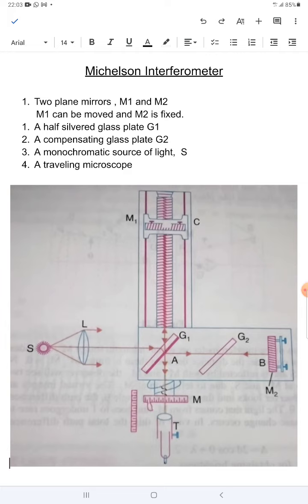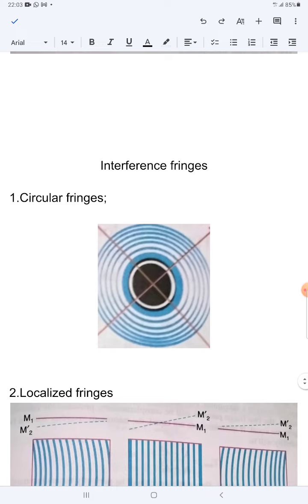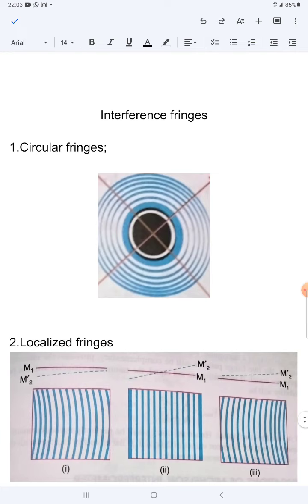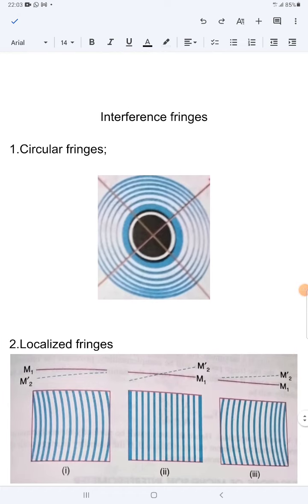And let us see what the interference patterns are using this Michelson interferometer. Here we have two types of interference patterns. Number one, circular fringes, and number two, localized fringes. So what does it mean by circular fringes here? This type of fringes are produced when the two mirrors are exactly perpendicular to each other.